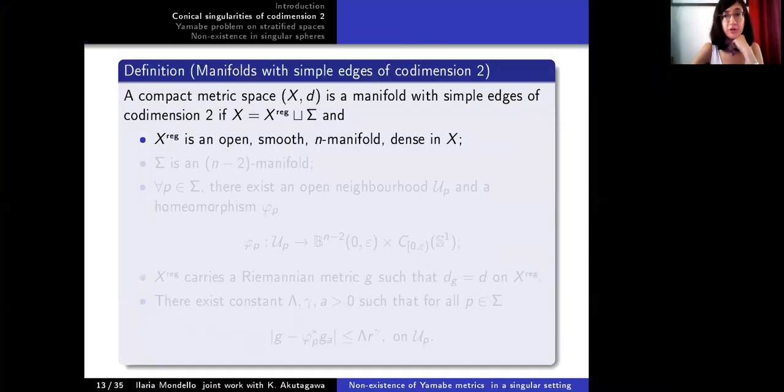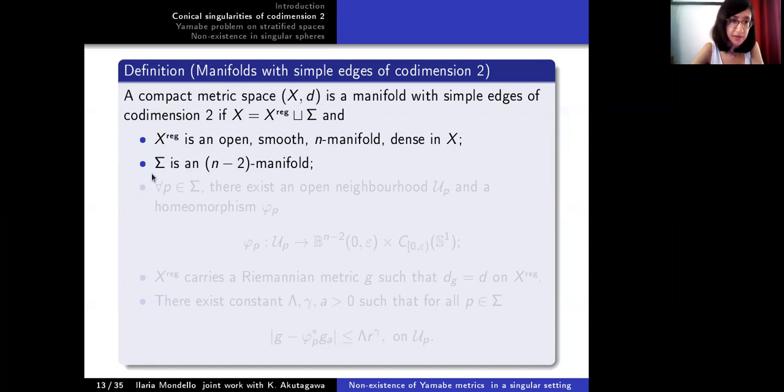In the first part of the talk, we started to see some pictures of manifolds with codimension 2 singularities, and now we're going to give a precise definition. So we consider a compact metric space. We say that it is a manifold with simple singularities of codimension 2 if we can decompose it in two parts, one regular set and a singular set. The regular set is an open n-dimensional manifold, which is dense in the whole space, while the singular set is an n-2 manifold.